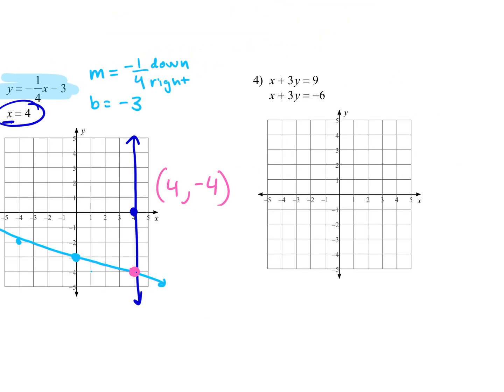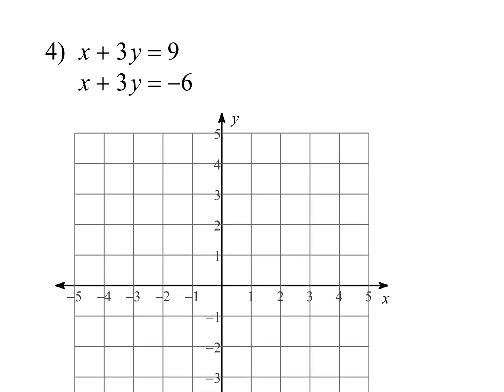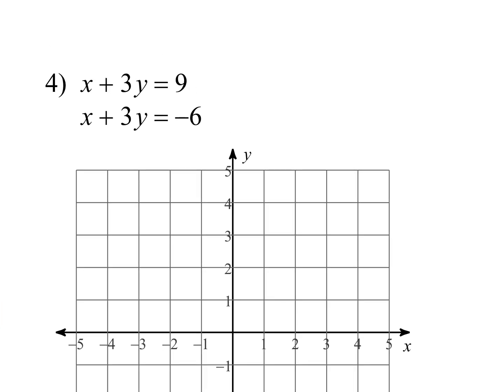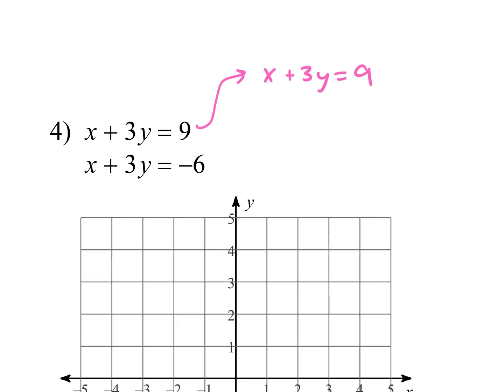All right. Let's do number 4. So 4 is not in y equals mx plus b form, but we can make it in y equals mx plus b. So let's rearrange it. If x plus 3y is equal to 9, how would I make this y equals mx plus b? I want to make it y equals. So what would I need to do? Move the x over. Perfect. So I have 3y is equal to -x plus 9. And then what? Divide by 3.